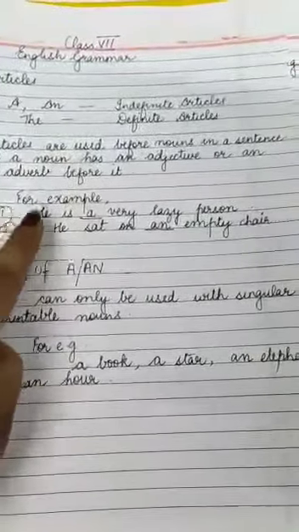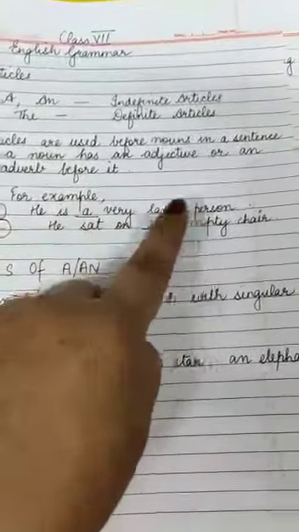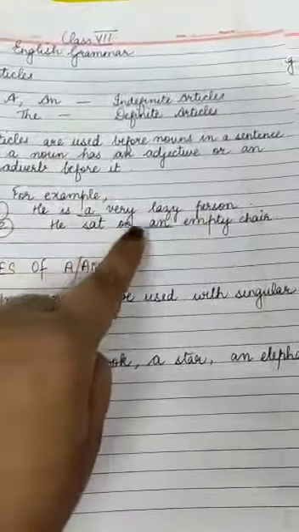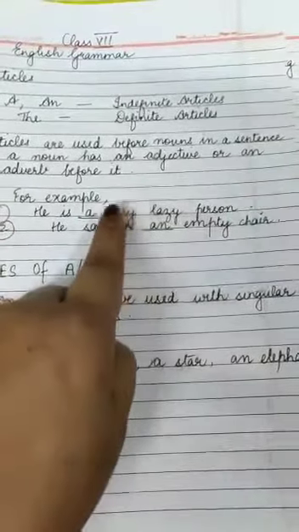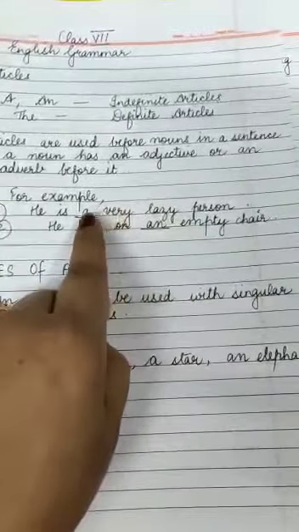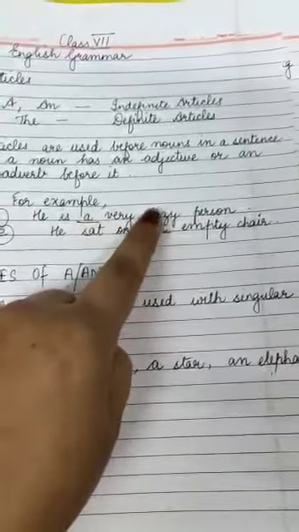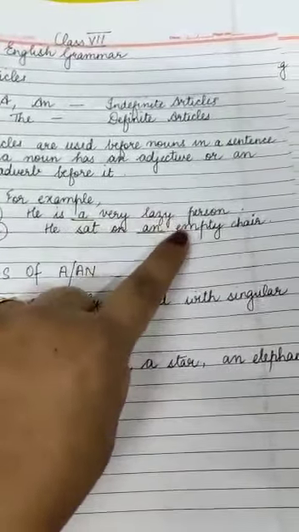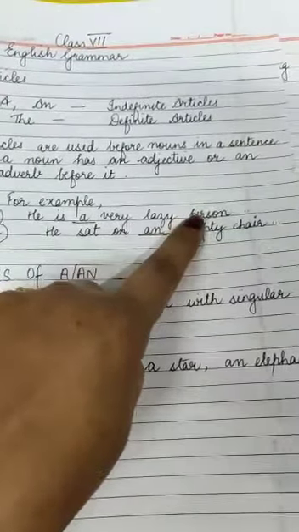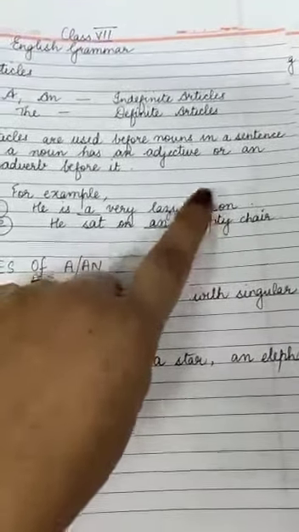For example, he is a very lazy person. Second, he sat on an empty chair. Now look at both the examples. We have used article a and an before an adverb and an adjective that has been used before a noun.